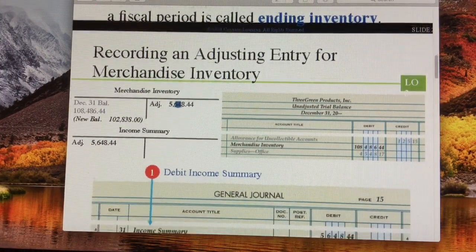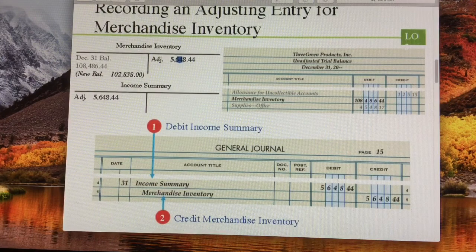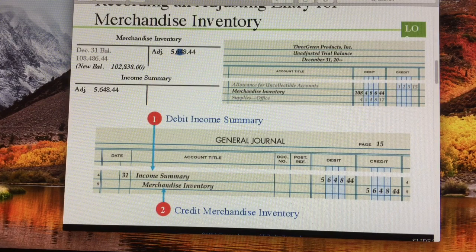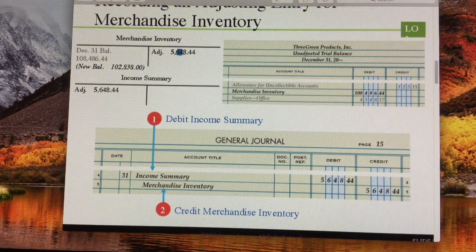So here we have a sample of what a journal entry would look like for merchandise inventory. As you can see, they took the difference between the beginning and ending inventory and journalized that amount. So for December 31st, the journal entry is $56,484.44, and it is a debit to the income summary and a credit to merchandise inventory, because again, when we sell inventory, we receive income.